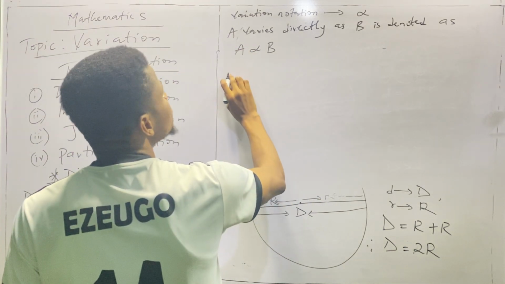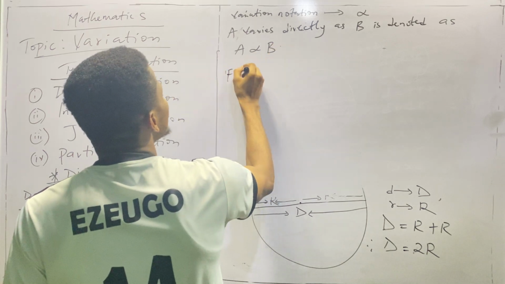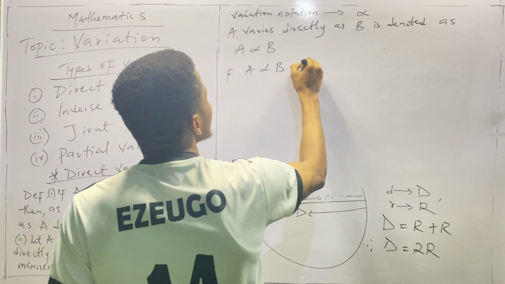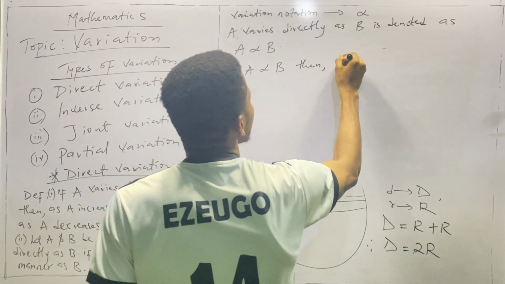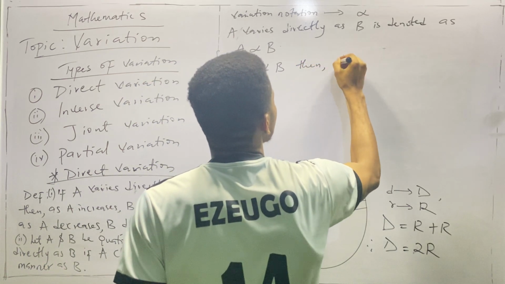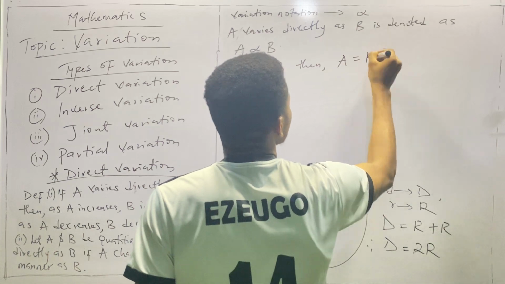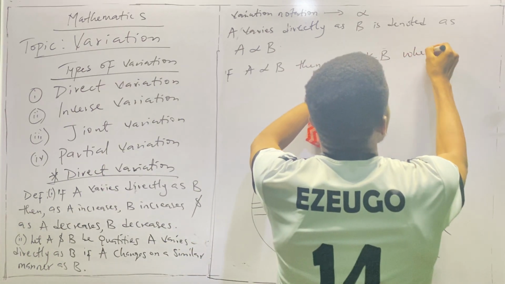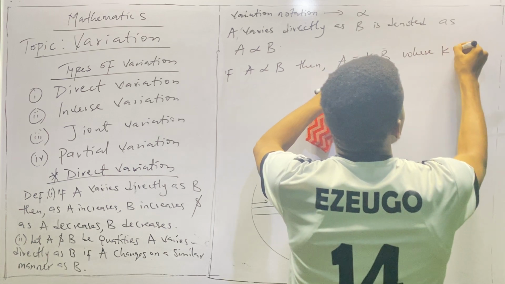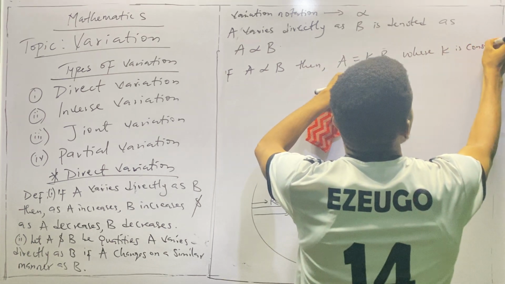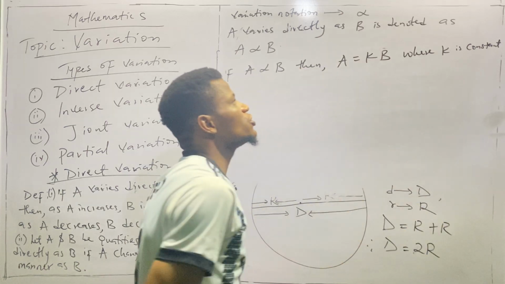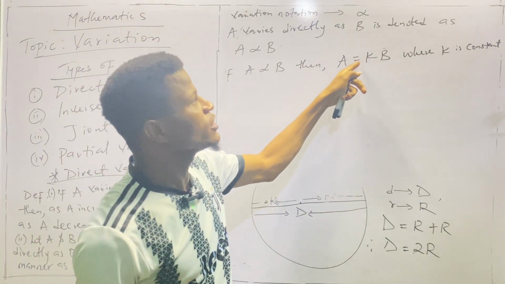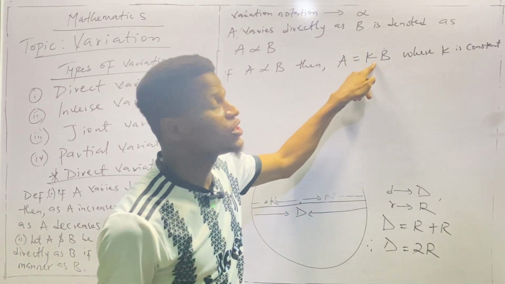So from here, if A varies directly as B, then A is equal to KB. So in this case, our K is constant, where K is constant. So our job is to find the constant, because the quality of this A and B depends on the constant.